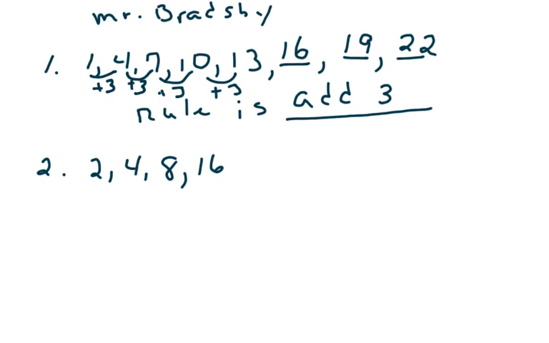So 2 to 4. Well, one thing we could think about is it addition? Add 2 and I get to 4. Then I go to 4 and I add 2 and I get 6, not 8. So the rule is not add 2. 2, 4, 8, 16. How do I get these numbers? What is the rule that might work?